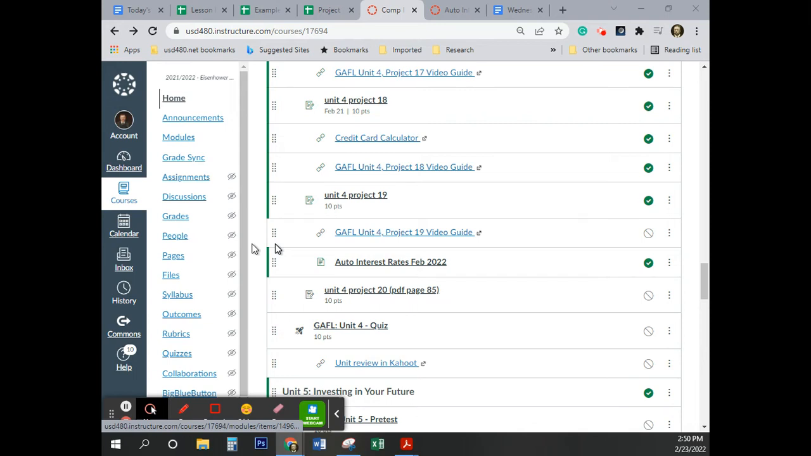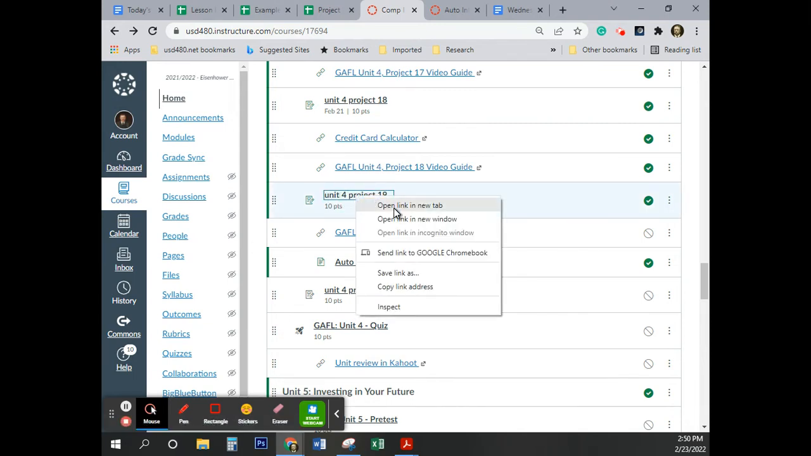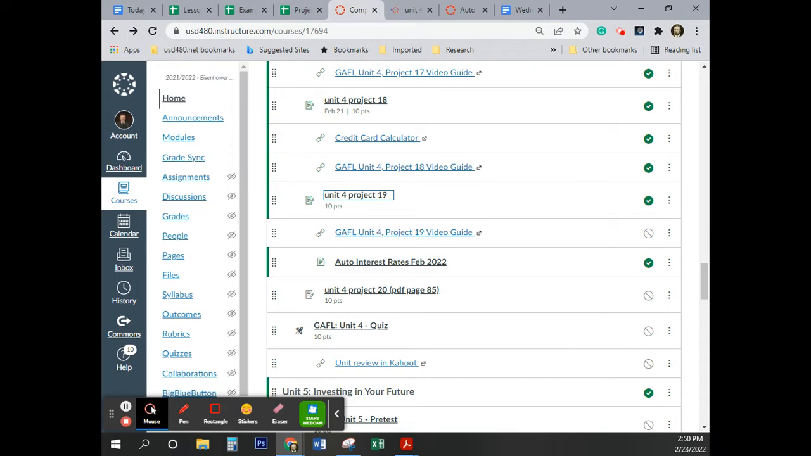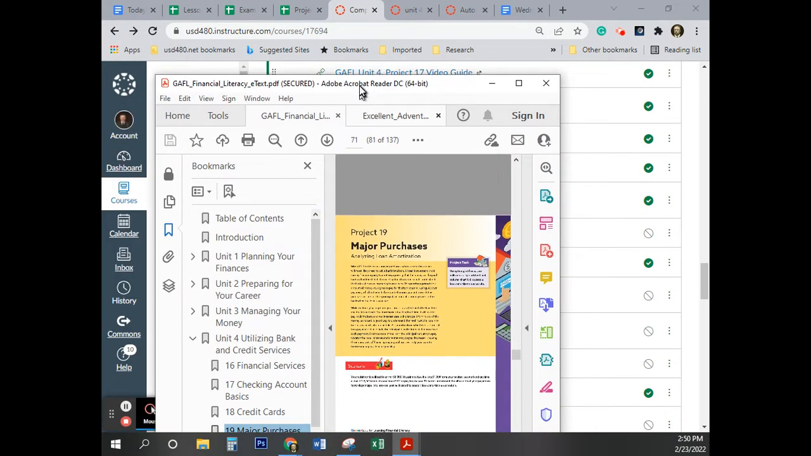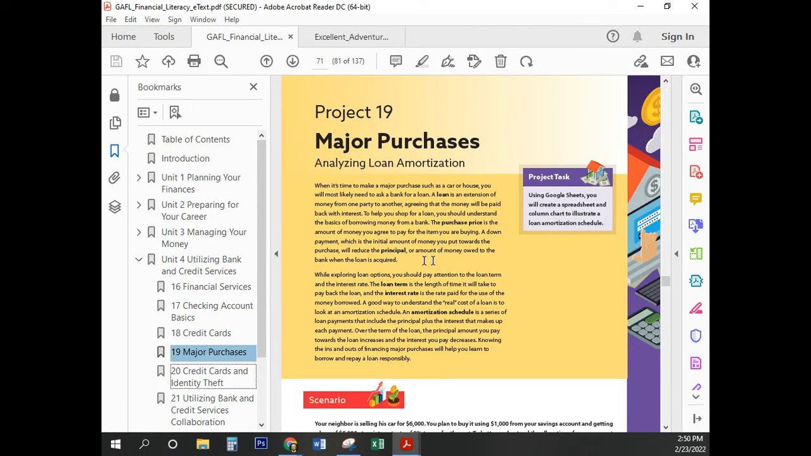Okay, we're starting here on project 19. I'm just going to go ahead and right click on that, open link in new tab, and I'll mention a couple of things from the reading. Okay, right here, you should have done the reading. And most of it's pretty straightforward.